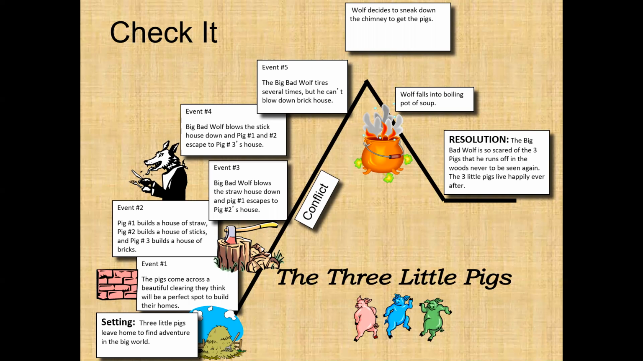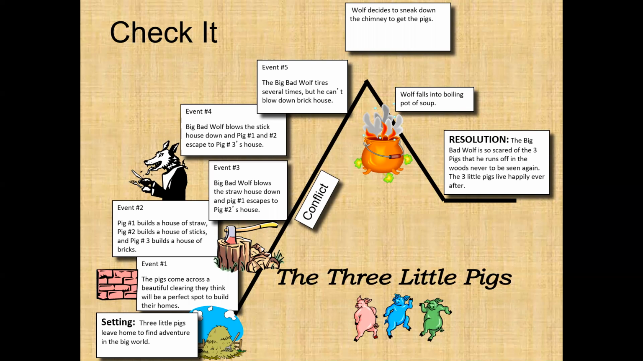And then, as you can see, we are numbering each event that happened throughout the story to show order. Because if things are out of order in a story, then we will get lost and we will not understand. So, event 1, the pigs come across a beautiful clearing they think will be a perfect spot to build their homes.